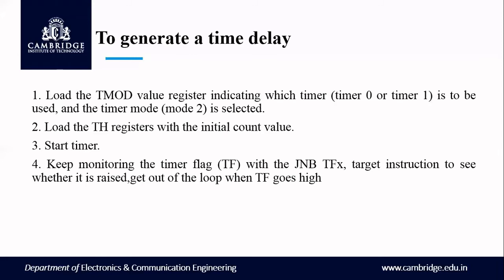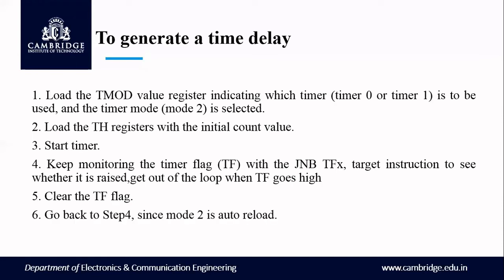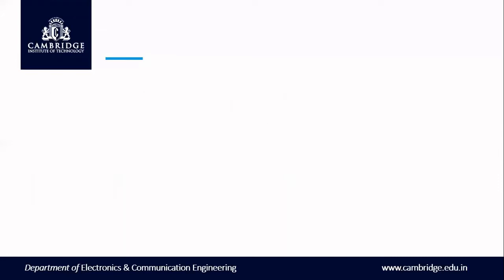Then keep monitoring the timer flag with JNB, jump if not bit, TF, and the target is a label. We will put one label to monitor this. Once TF is set, this instruction becomes false and it comes out of the loop. So this is for monitoring whether TF goes high or not. Once the timer rolls over, we need to clear the timer flag to repeat the same procedure, so go back to step 4. Since mode 2 is auto reload, it will monitor again. This is how to understand the steps involved in writing the assembly code.